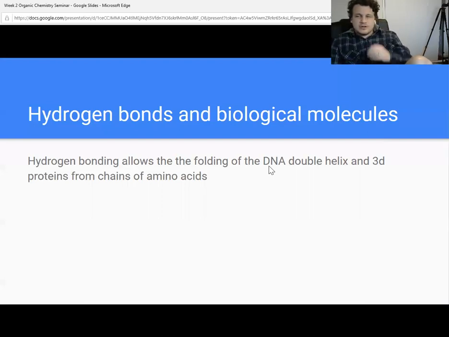So the hydrogen bonds, again, without hydrogen bonds, we wouldn't be here. And not just because of water. But if you look at the structure of the double helix of DNA, it's held together with hydrogen bonds. Proteins, in their quaternary structure and their tertiary structure, are held together by disulfide and hydrogen bonds. The greater the amount of hydrogen bonds in a protein, the higher the temperature that protein can withstand.